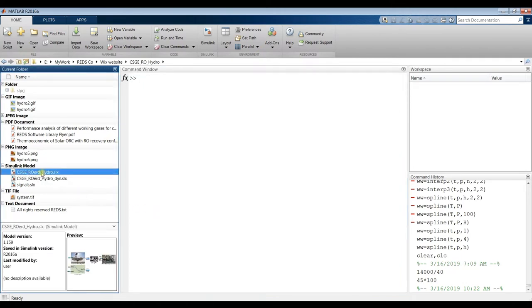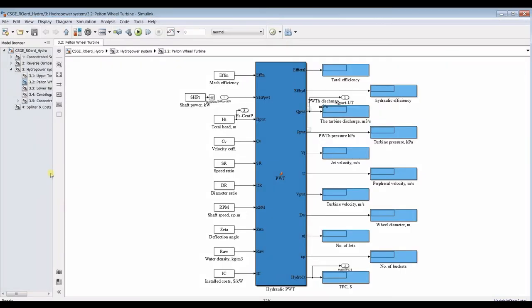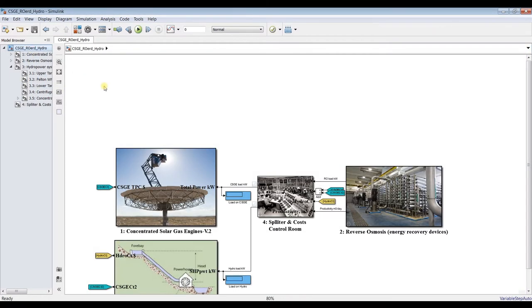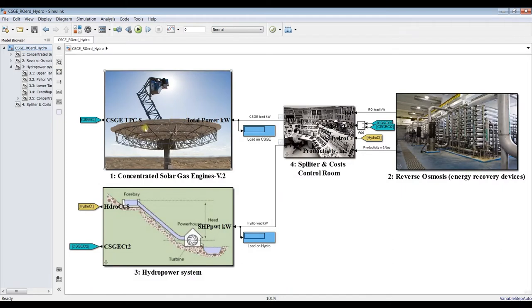For solar hydro, we are going to use a concentrated solar gas engine, Stirling engine dish power, for reverse osmosis desalination. We have two types of modeling: a single-based running model, and dynamic modeling with respect to signal builder time changing. Let's go for the ordinary, simple and straightforward one.